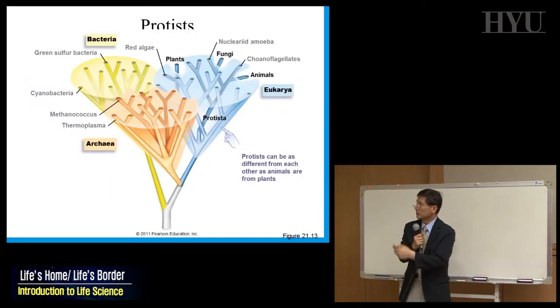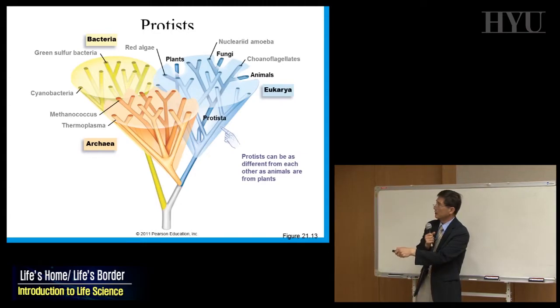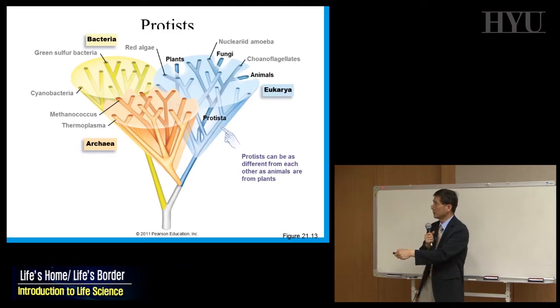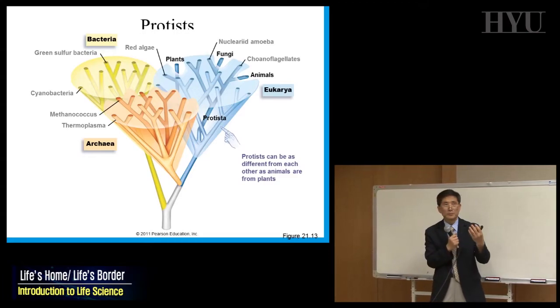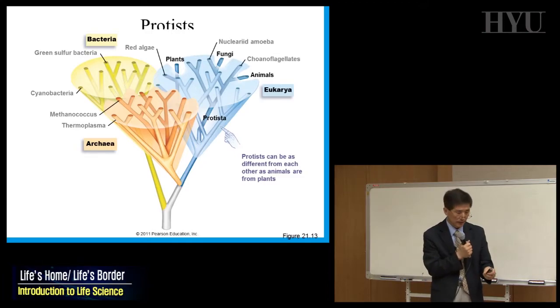So this is another picture. In other words, why did they put protist here? They don't have a better classification. They just put everything here. Protists can be as different from each other as animals are from plants. So this is the protist.